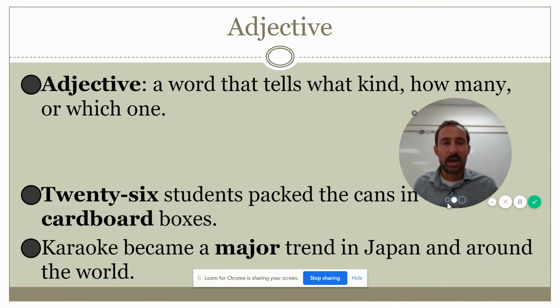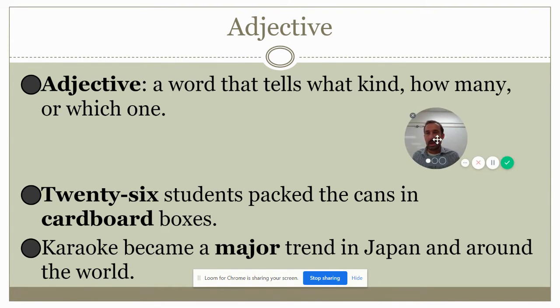The next item that we have are adjectives. An adjective is a word that tells what kind, how many, or which one. For this, you are beginning to describe things. So, the three classes went on the field trip. It tells us how many. The brown bears are running through the campsite. What kind? There's an adjective. It tells us what kind.